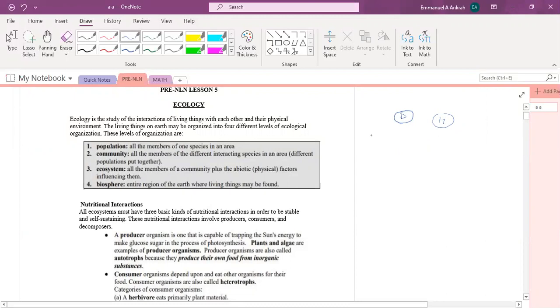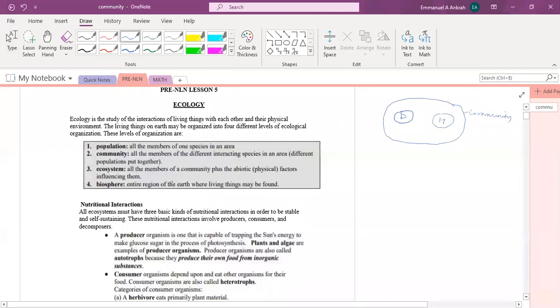Then we say a community. A community refers to all members of different interacting species in an area put together. So if you put all this together, then you have a community. So this will be the community.